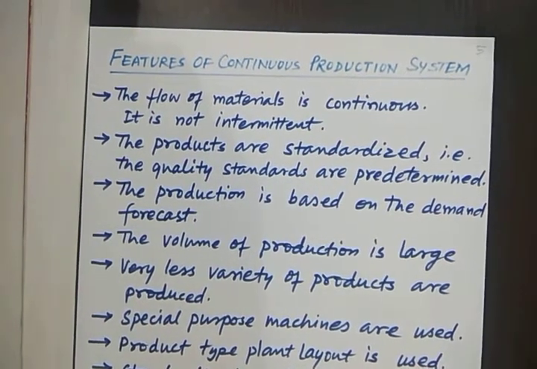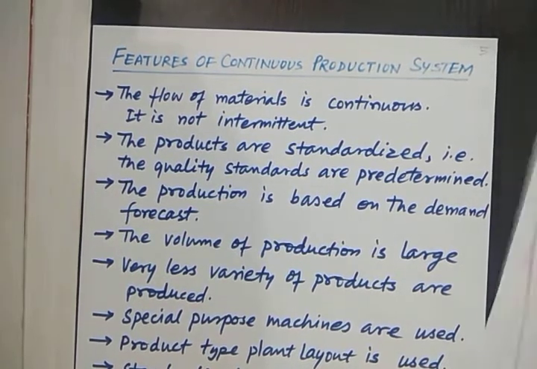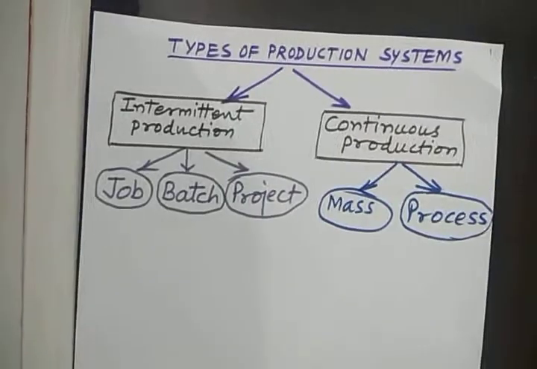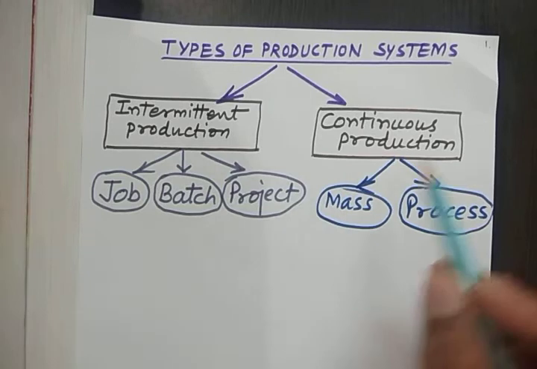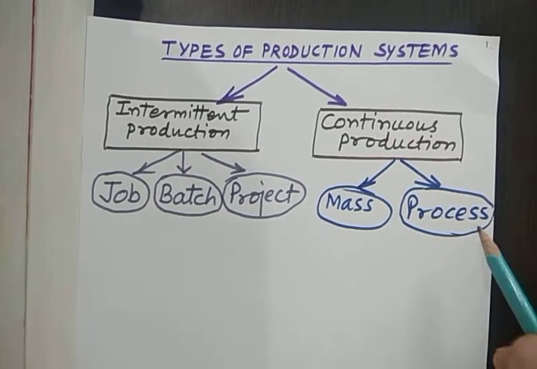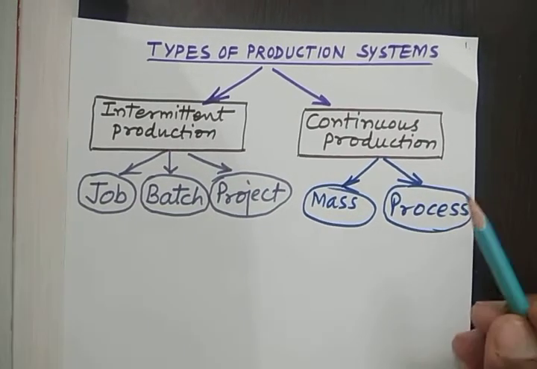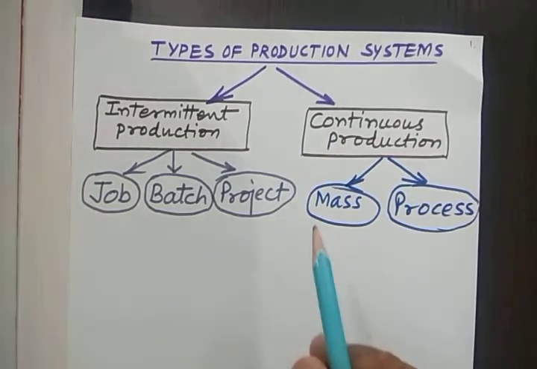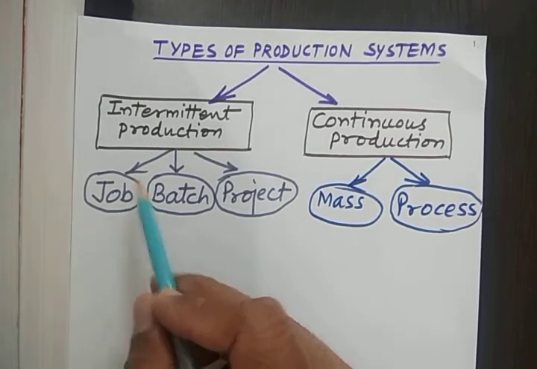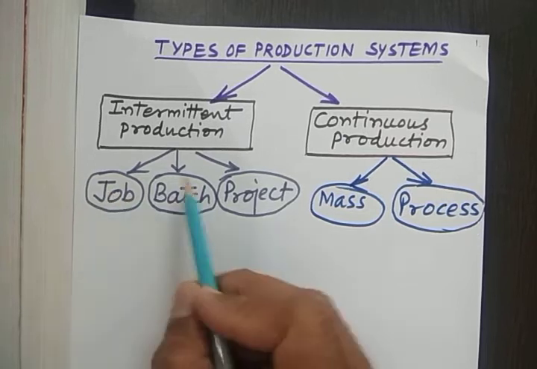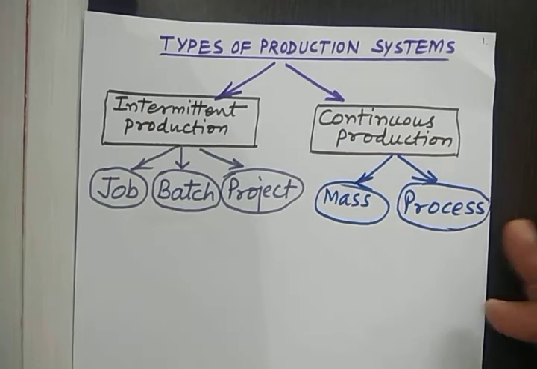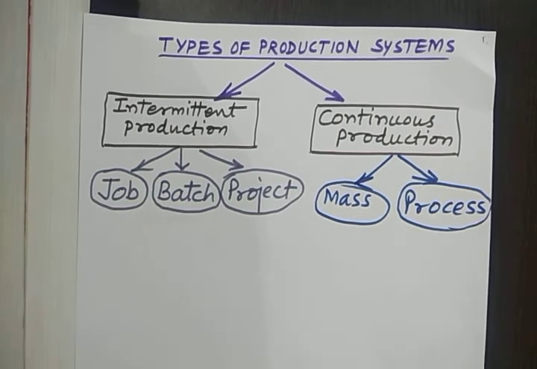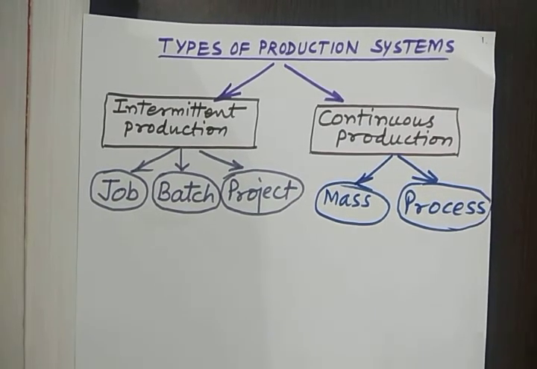So we have studied the types of production system. Basically there are two types, intermittent and continuous. In intermittent there are job, batch and project types, and in continuous there are mass and process types. Mostly, of the types of production system, these three are the most popular: job production system, batch production system, and mass production system. So we can compare accordingly, and these are the types of production systems. Thank you.